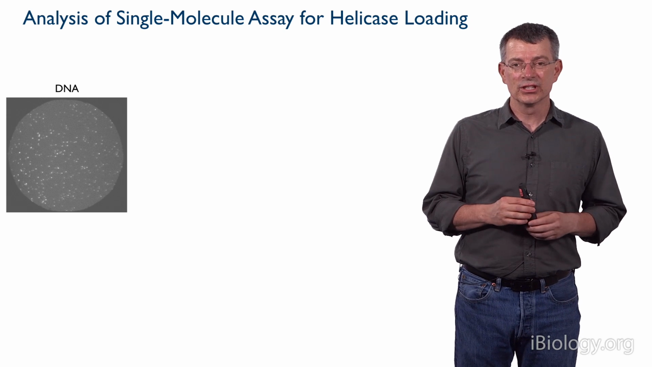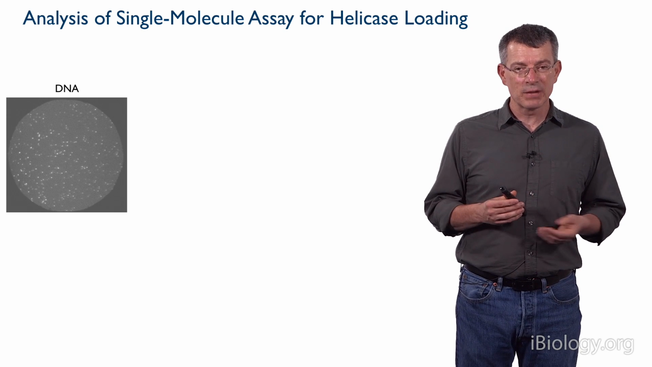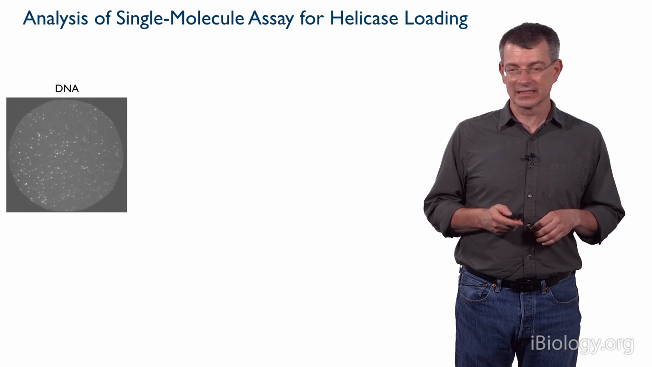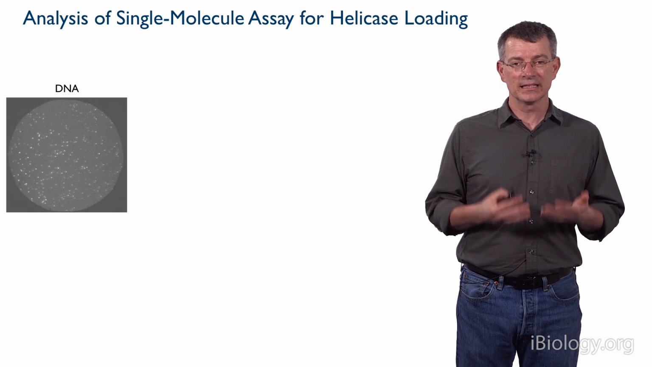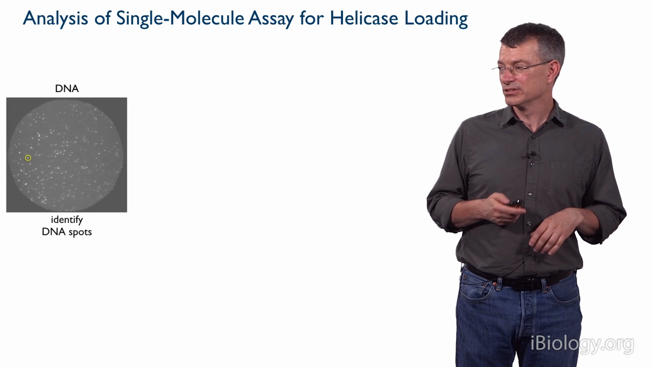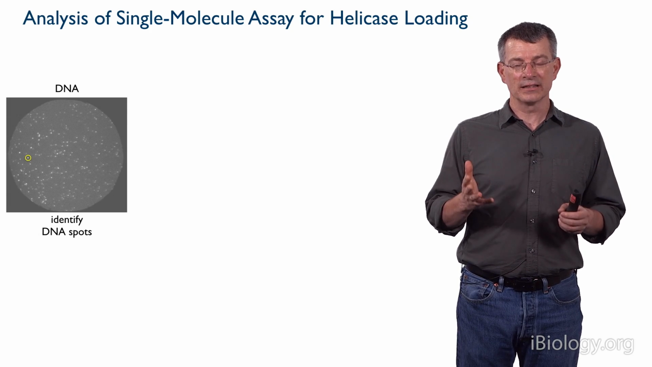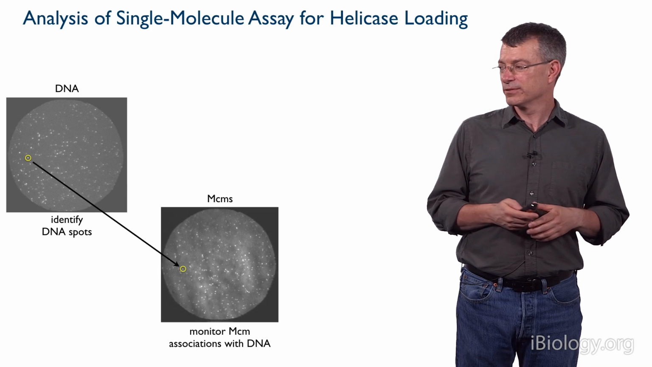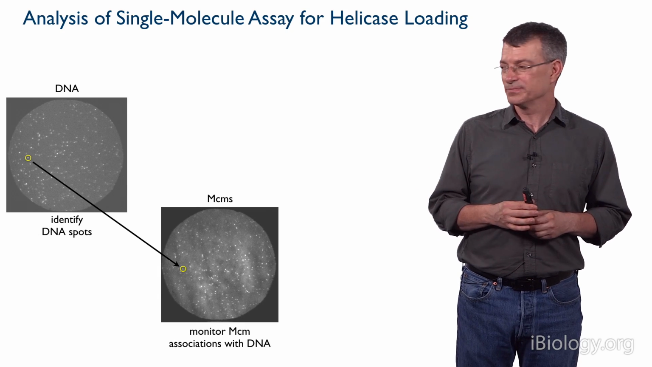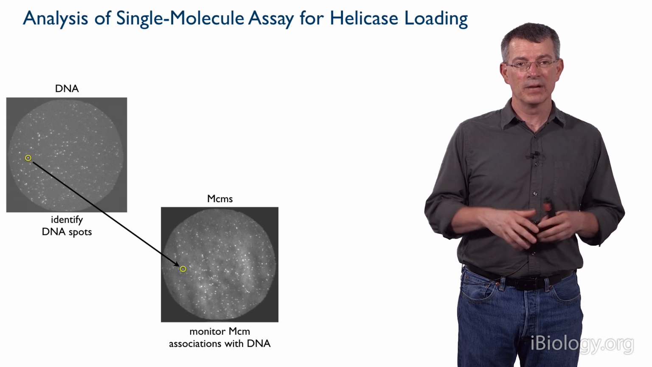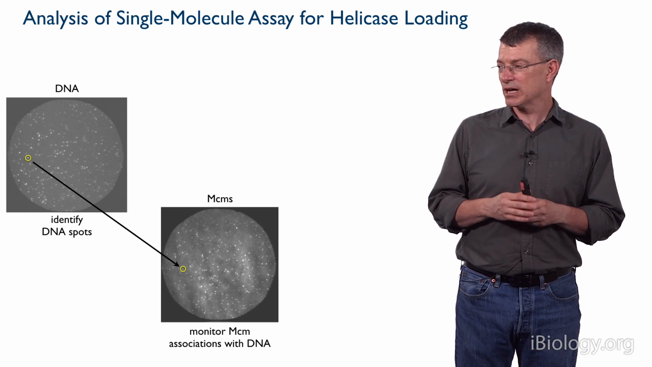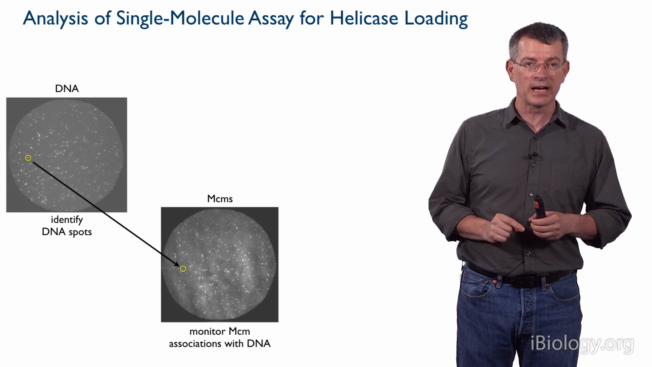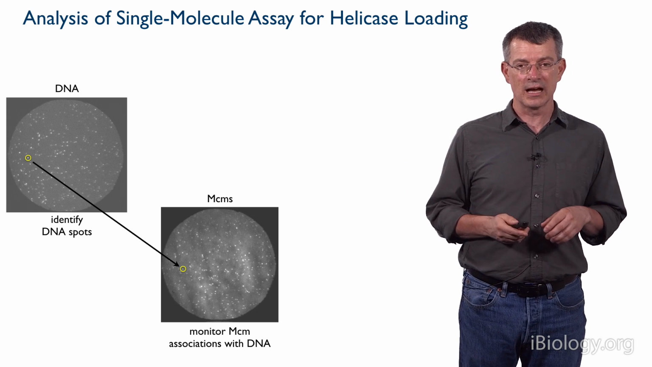So this is an image of DNA molecules that are attached to the surface of the slide, or a field of view of those DNA molecules. And what we do is we identify individual DNA molecules, and then we monitor not the DNA fluorescence, but the fluorescence of one of the proteins. So we can ask over time, how does the fluorescence co-localize with each individual DNA molecule? So there's about 400 DNA spots here, and you do this 400 times.